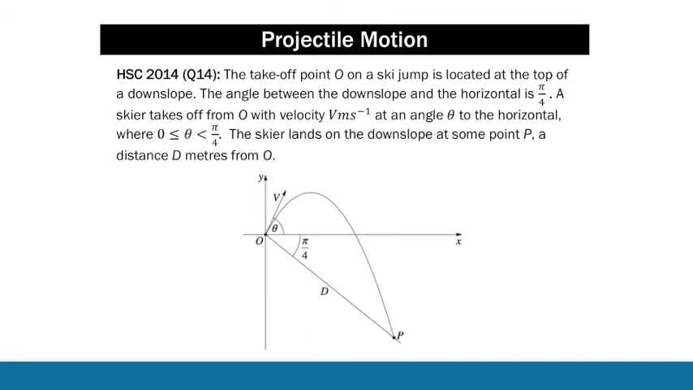Right, so with all that theory out of the way, let's get into a HSC question. This is from my HSC exam. So, we're told that the takeoff point O on a ski jump is located at the top of a downslope, so that's sort of the origin here. The angle between the downslope and the horizontal is pi on 4, that's labelled in the diagram. And we're told that a skier takes off from O with velocity v meters per second at an angle theta to the horizontal, exactly what we've just been talking about. And we're given the restriction that theta has to be less than pi on 4, or 45 degrees. The skier then jumps up and lands on the downslope at some point P, and that has a distance d meters from O.